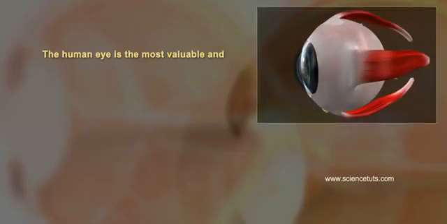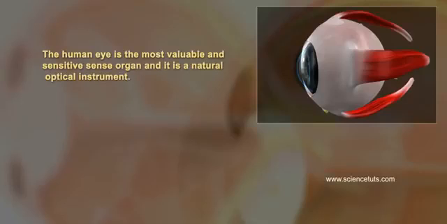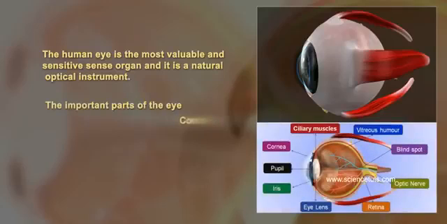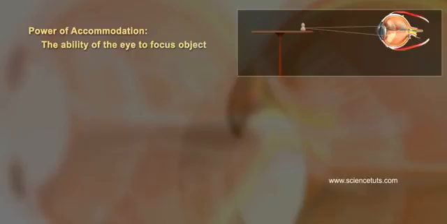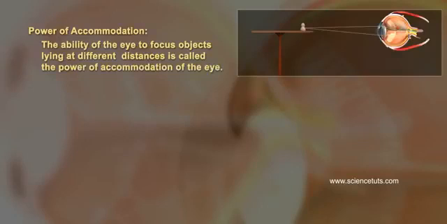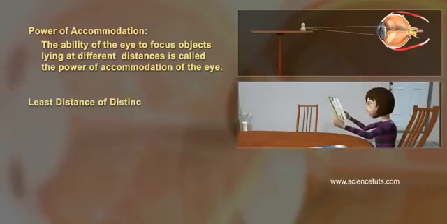Summary. The human eye is the most valuable and sensitive sense organ, and it is a natural optical instrument. The important parts of the eye: cornea, iris, pupil, eye lens, retina, blind spot, power of accommodation. The ability of the eye to focus objects lying at different distances is called the power of accommodation of the eye.